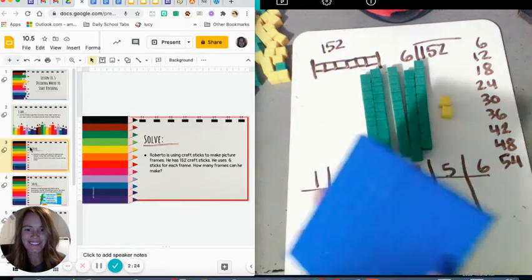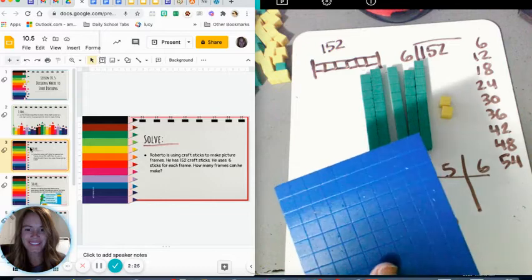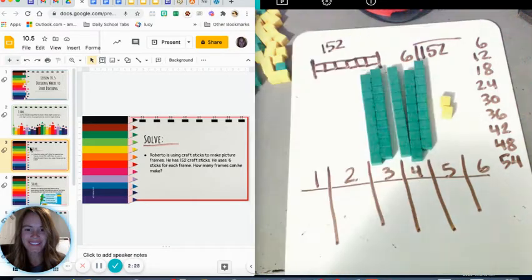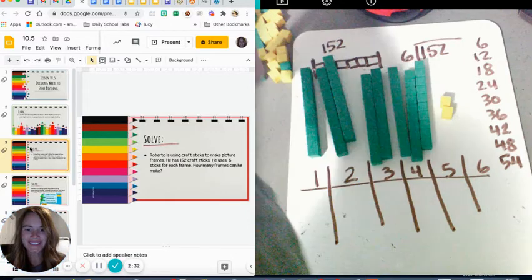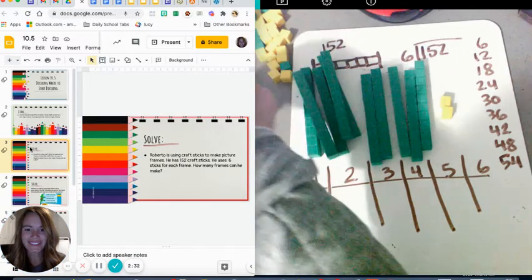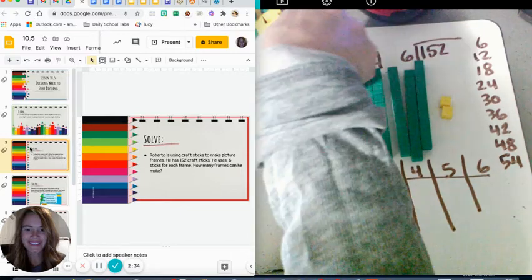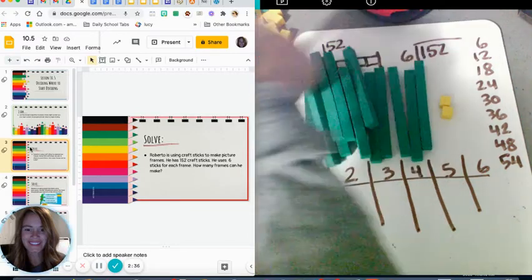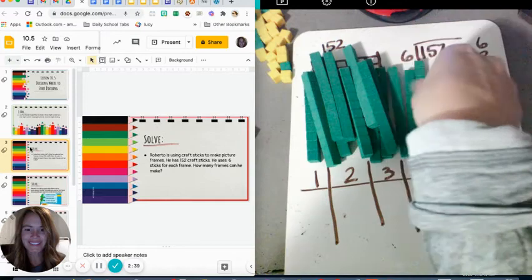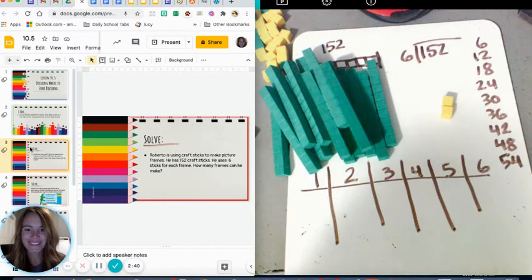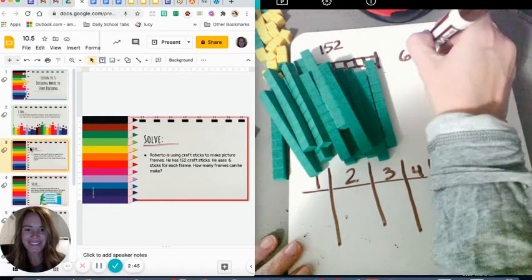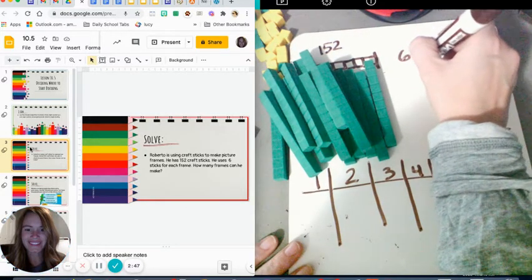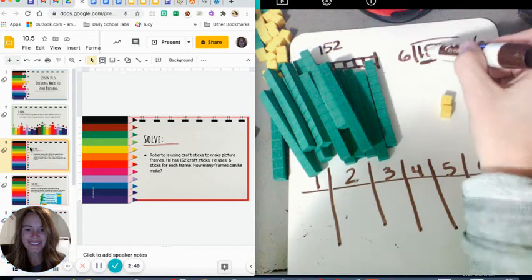So what I need to do is exchange this out for 10 tens. So I'm going to take this and exchange it for 10 tens. So here I go. There's 3, 4, 5, 6, 7, 8, 9, 10. So what I'm actually showing here now is I have 15 tens. So I'm not going into 100, I'm going into 15 tens, because 100 is the same thing as 10 tens.